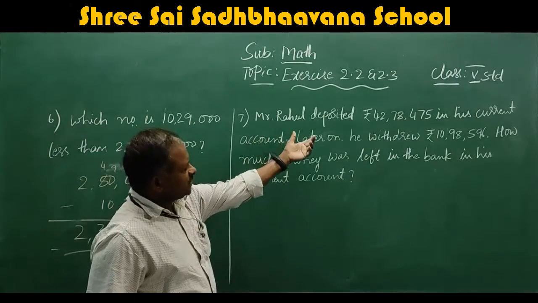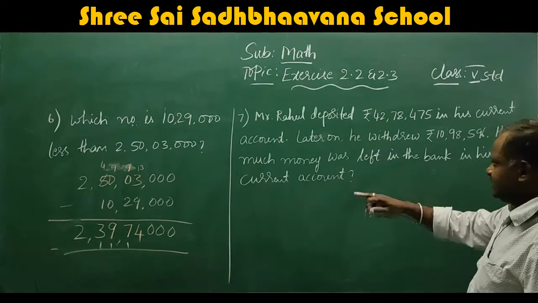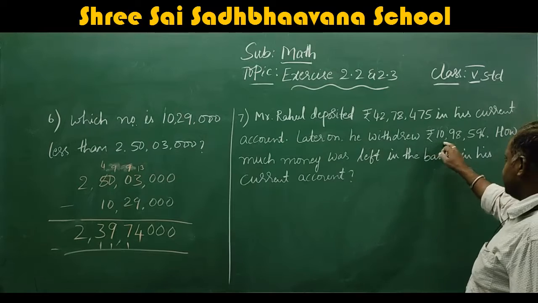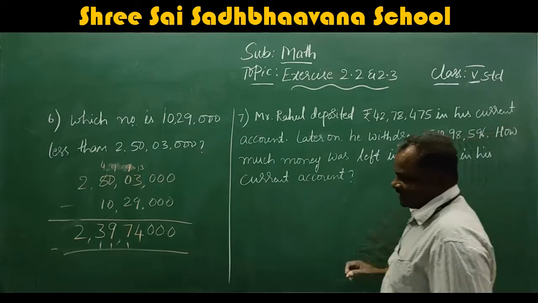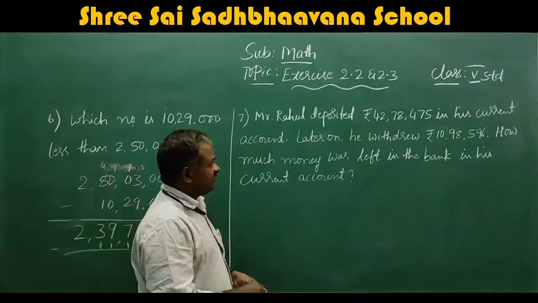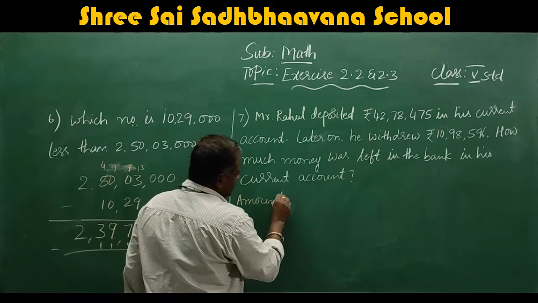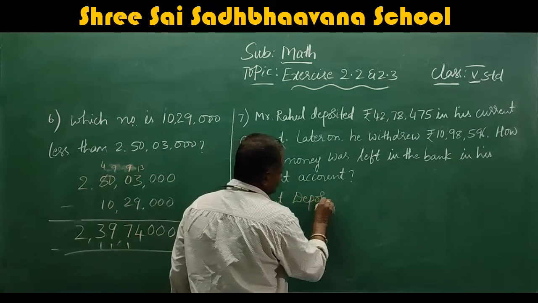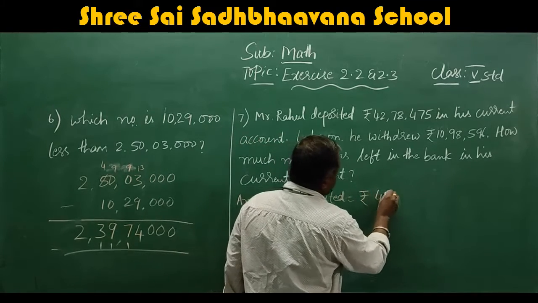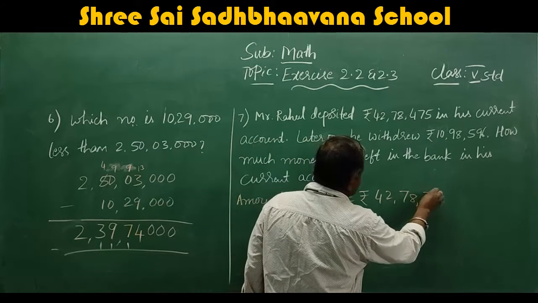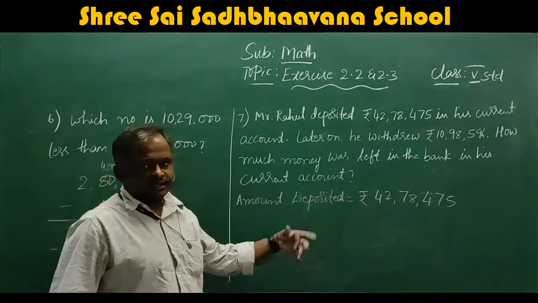Next, the 7th one. Mr. Rahul deposited rupees 42 crore 78 lakhs 475 in his current account. Later on, he withdrew rupees 10 lakh 98,596. How much money was left in the bank in his current account? So, same. First, what is the amount deposited? Amount deposited is equal to rupees 42 crore 78 lakhs 475. That means this much amount he has deposited.